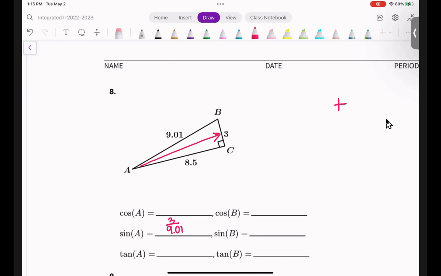All right, the sine of B. Now, because my hypotenuse is my hypotenuse, I'm going to fill it out already. 9.01, right? Who is the opposite side of B? Who is the side opposite of B? 8.5. Very good. Something that you should know: the side opposite of A is not the same as the side opposite of angle B. Does that make sense? Be comfortable with that.